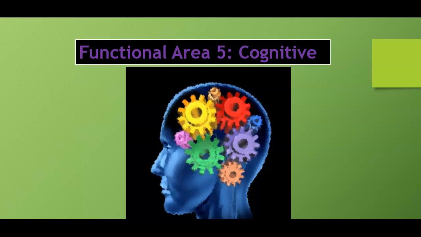We are going to begin with the second half of Competency Goal 2, starting with Functional Area 5, which we are going to be talking about: cognition, or cognitive. As we've talked about previously, cognition is basically brain development, how the child develops in the brain, how they process information. So this is what we're going to be talking about today.